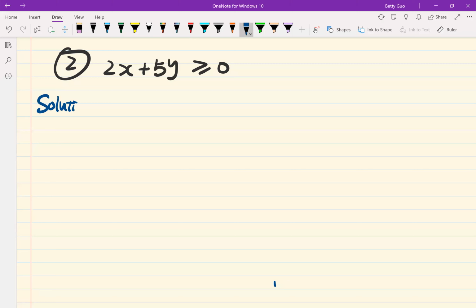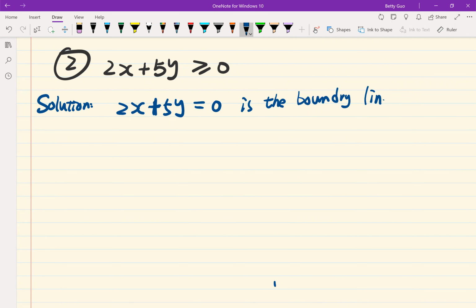What should I do? Yeah, change the inequality symbol to an equal sign. And we have a straight line, right? And this is the boundary line of the solution set of the inequality. And now what should we do? Huh? Graph it. You're right. Yeah, let's graph it.